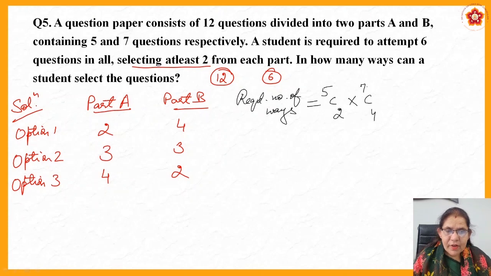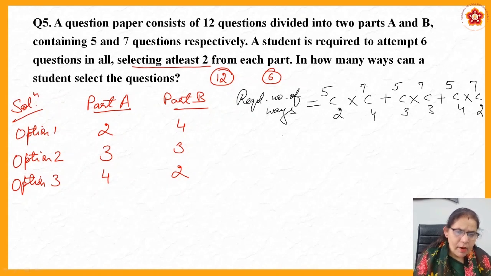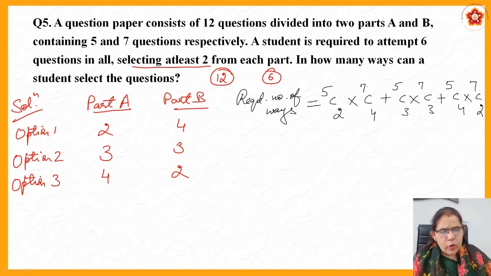Now see, total questions 5 plus 7, 12 questions were there, and you have done 2 plus 4, that is 6 questions. Plus, now look at the second option, 3 from each. So part A you have chosen, out of 5 you have chosen 3, and from part B also the same way. Option number 3, out of 5 you have chosen 4, and out of 7 you have to choose 2. Solve it and see what answer do you get.